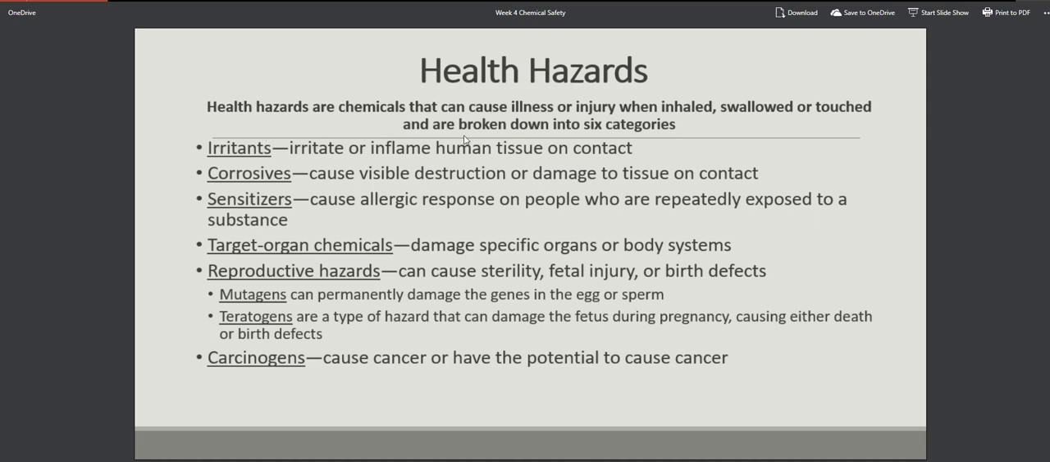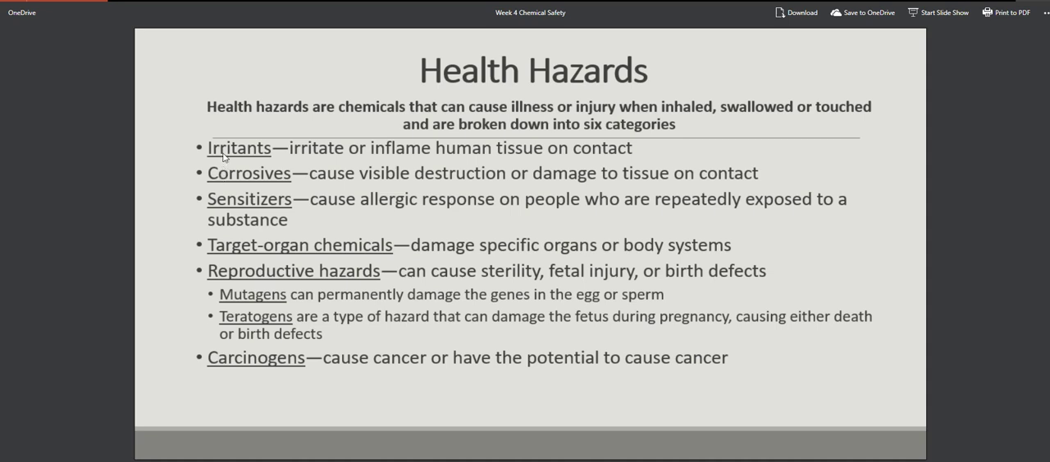The health hazards are chemicals that can cause illness or injury when inhaled, swallowed, or touched, and are broken down into 6 categories. Again, inhaled, swallowed, or touched. And we haven't thought about touched a lot, but particularly on liquid. You'll see this in a lot of machinists when they're dealing with chemicals and acetone, that you start to get that absorption into your skin system, okay?